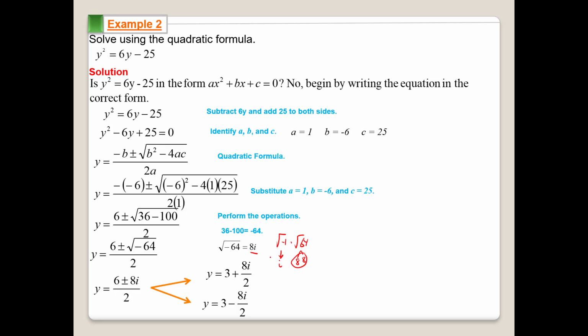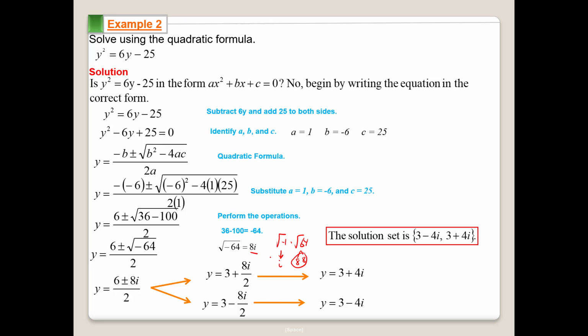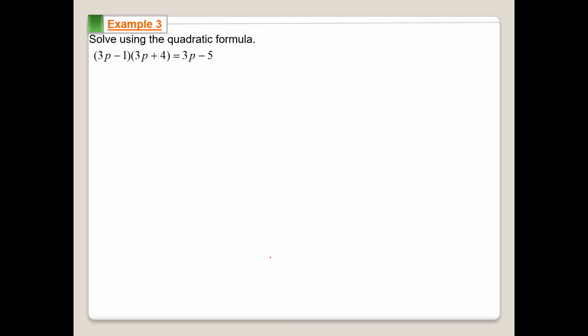We can simplify this because 8 over 2 is simply 4. So we can say y equals 3 plus 4i. Now at the bottom we can say y equals 3 minus 4i. So the overall solution set is 3 minus 4i and 3 plus 4i. So again, don't forget about your imaginary and complex numbers altogether, because they will come into play. All right, so let's use this in solving the next quadratic using the quadratic formula.